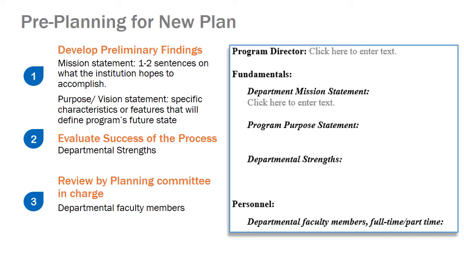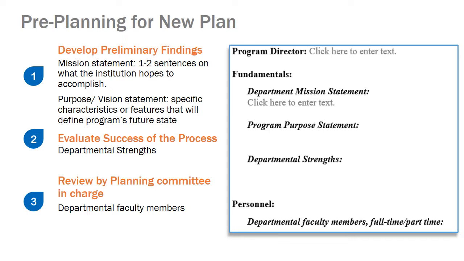The second step undertaken is to evaluate the success of the program. This task identifies the progress made by the program since the last time the document was reviewed, as well as what the program is doing well and areas of improvement that may need to be addressed.